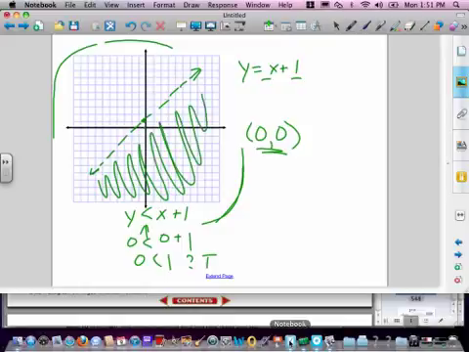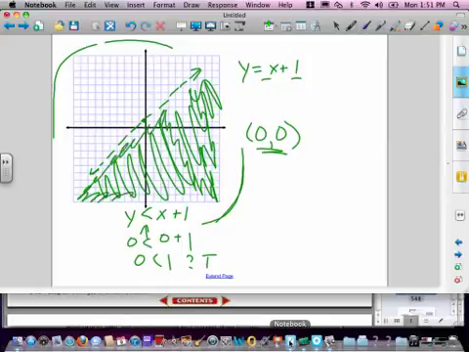This is what I'm including in my graph. You shade this, and of course your shading will look much better than mine. I am on a smartboard that does not understand how to shade. So that would be included in that particular graph. All right, let's do another one.